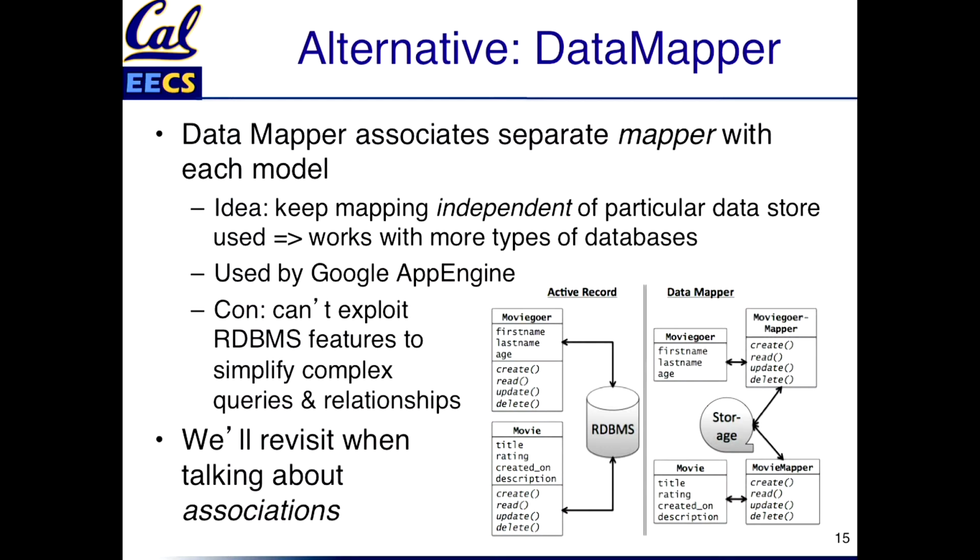Now, what's an alternative? Suppose you didn't want to do Active Record. What else do people do, and why might they do it? DataMapper is a different way of thinking about data that says every time you define a new kind of model, you also have to come up with a mapper for that model. The mapper is responsible for figuring out the specifics of how that type of model is going to be stored in the database. And a reason you might want to do this is that it keeps the mapping strategy independent of a particular type of data storage.